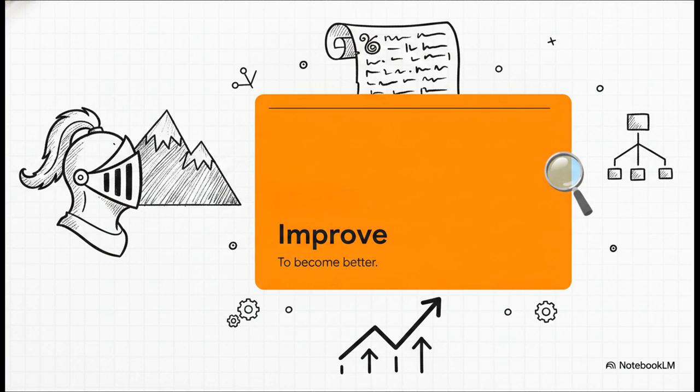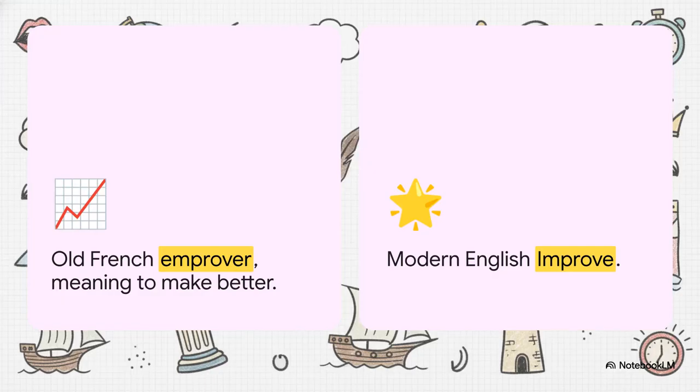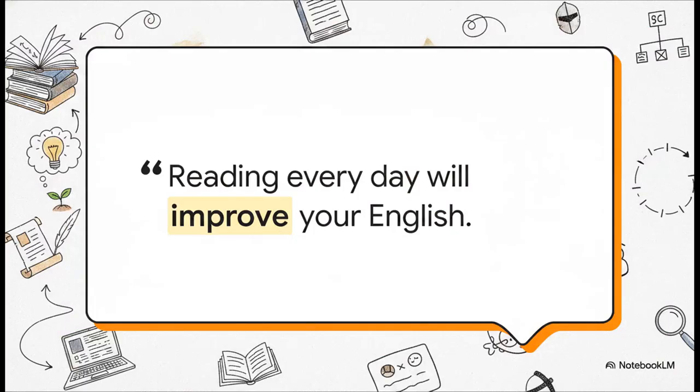The basic meaning here is simply to become better at something. The word improve actually comes from the old French word improver. Historically, this meant not just getting better, but actively making something better or using a situation to your advantage. It wasn't just passive growth, it was actively capitalizing on an opportunity. To connect this directly to your own goals, reading every day will improve your English. By actively choosing to read, you're using the situation to your advantage, completely embodying that old French root.